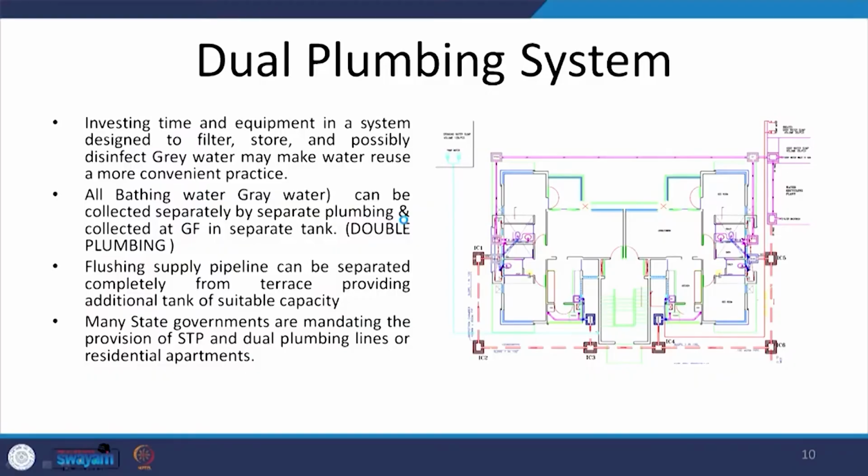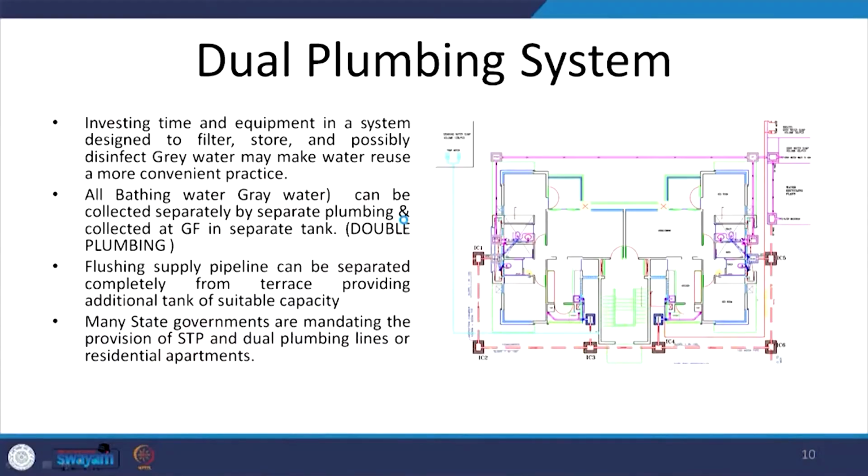Now, we will look at different strategies of these treatment plants in subsequent slides, but once we have treated the water, we have to supply it back into the system. So, if we have decided that the building or the site is going to treat all the wastewater and the treated wastewater will be used back in the system, right in the initial stages of design, when the project is being conceived, a dual plumbing system has to be implemented.